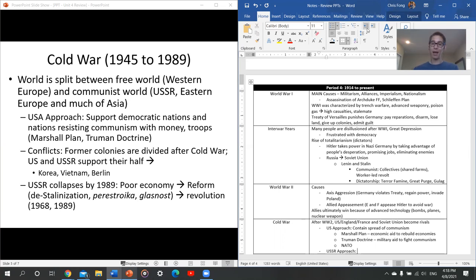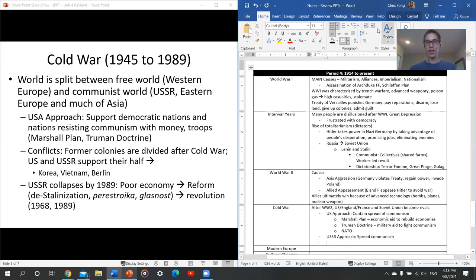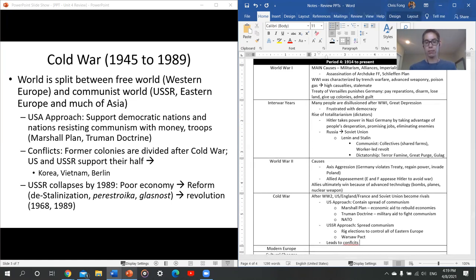The Soviet Union's approach is the exact opposite, which is to spread communism. And so they rig elections and they intimidate enemies in order to basically control nearly all of Eastern Europe. They create their own alliance called the Warsaw Pact that keeps those people in check. And so this leads to conflicts around the world. In Korea, in Vietnam, there's an arms race, a buildup of nuclear weapons, in Germany as well. The US and the Soviet Union never directly go to war, but they're competing for power, competing for supremacy around the world.